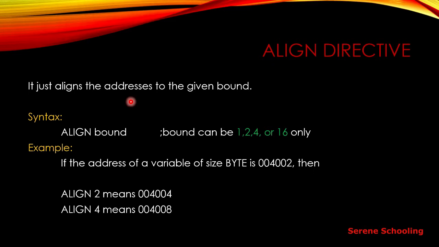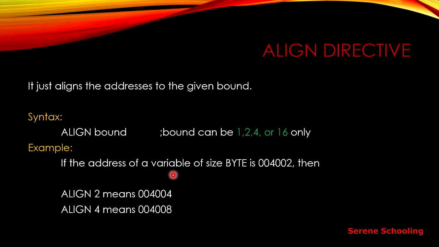If you want your program or your array to contain even numbered addresses, then you can write over here align 2. If you want a gap of 1, then you can write align 1. If you want a gap of 4, you can write align 4. But those bounds can be only these ones, no other will be acceptable. Okay, so let's see the example to understand it better.